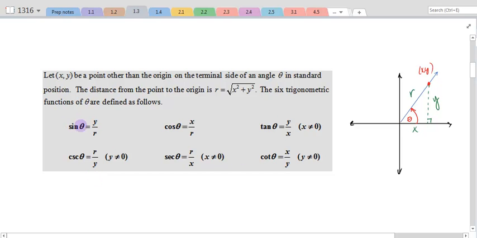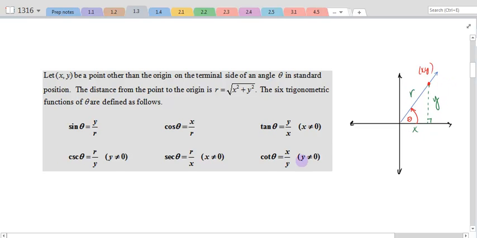So the sine of theta is equal to the definition. If I wanted to know what the sine of theta was, I could find it by taking the ratio of the y value over the r value. So it's y over r. If I talk about cosine, I'm looking at x over r. If I talk about tangent, I'm looking at y over x.